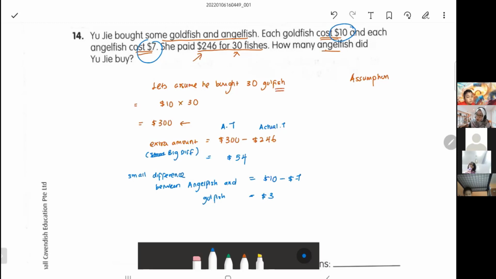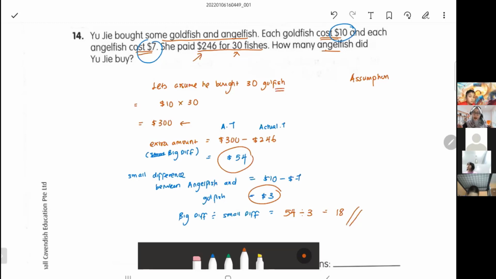Okay, so what you're going to do next is find the big difference. Big diff divided by your small diff to get your answer, which is 54 divided by 3, 18. Answer. Okay, so always assume the item that you do not want to find. Then you find the total difference, which I call the big diff. Then the small difference is between the single, individual item. Then take the big diff divided by small diff, you get the answer. It's always like that, assumption concept.